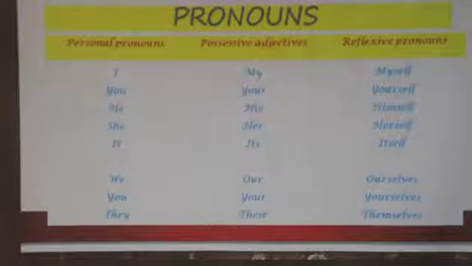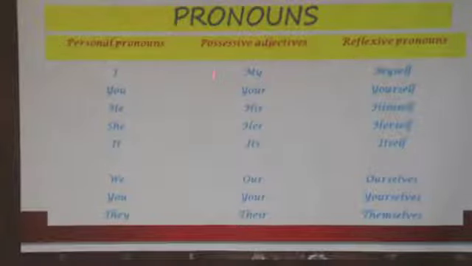So the equivalent of I is me, the equivalent of you is you, the equivalent of he is him, the equivalent of she is her, and the equivalent of it doesn't change. So for the plural ones, the equivalent of we is us, the equivalent of you is you, and the equivalent of they is them. Okay?